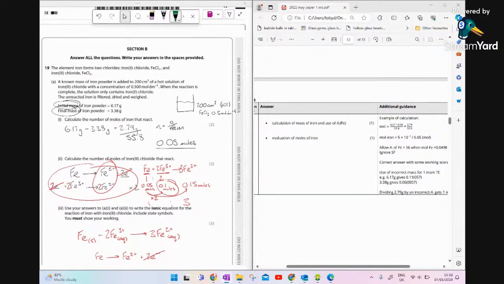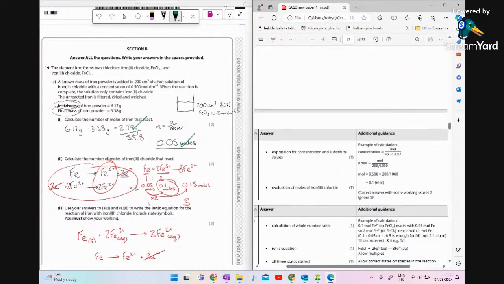So in green pen, I've got 2.79 over 55.8, and I've got my 0.05 moles. Love it. Next, 0.1 due to my ratio. Love it. Yep. Next, expression. Oh, that's neat. They wanted an expression from this. Is it expression for concentration and substituted values? Correct answer with some working scores too. Okay, so I do have the correct one. I just used the method that I did to create it. So I'm so glad I didn't remove any of my working, because it makes totally reasonable sense, right?